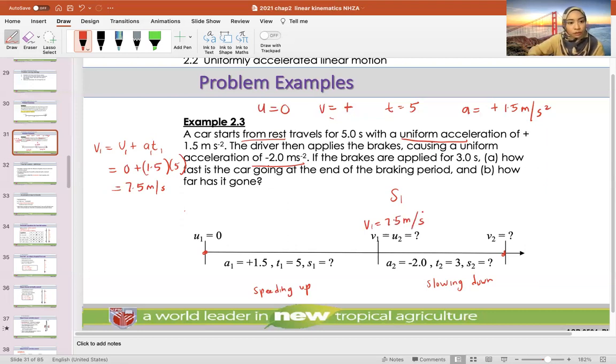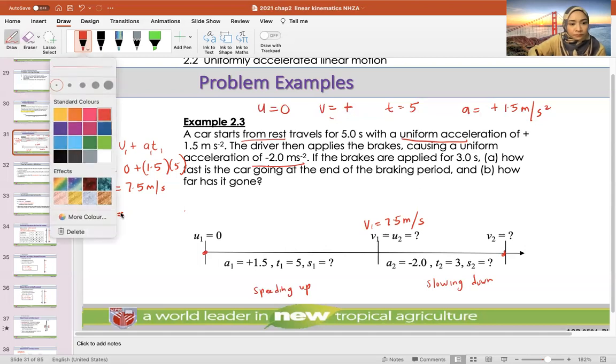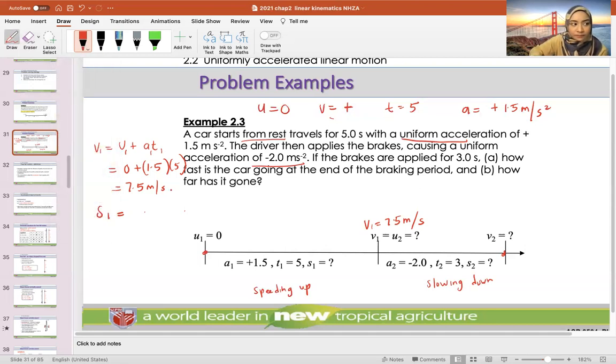So the other group is saying, let's find S1. So what is the equation to find S1? What's the equation I should use? Anyone? S equal to UT plus 1 over 2 AT squared. Okay, kita boleh try yang tu. And there's another equation, S equals to 1 over 2 U plus V times T. But let's use the first one.